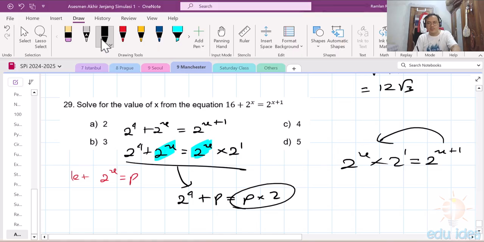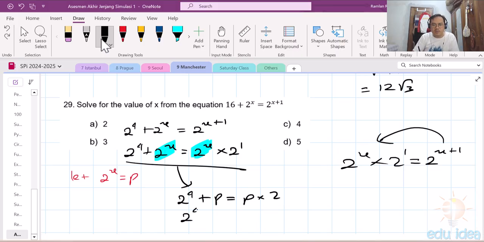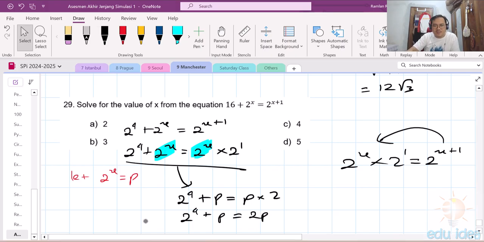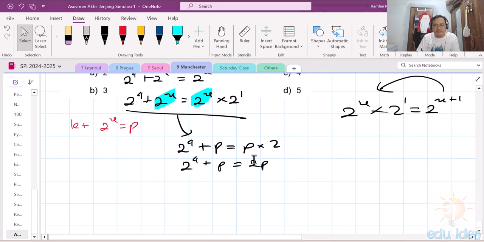P times 2 is just 2p, right? So I can write down 2 to the power of 4. Actually, I don't really need to change this if I don't want to, but maybe it's a good idea. So we have 16 plus p equals 2p. You see, this is a very, very simple equation, right? Subtract both sides by p, and you only have p, right?